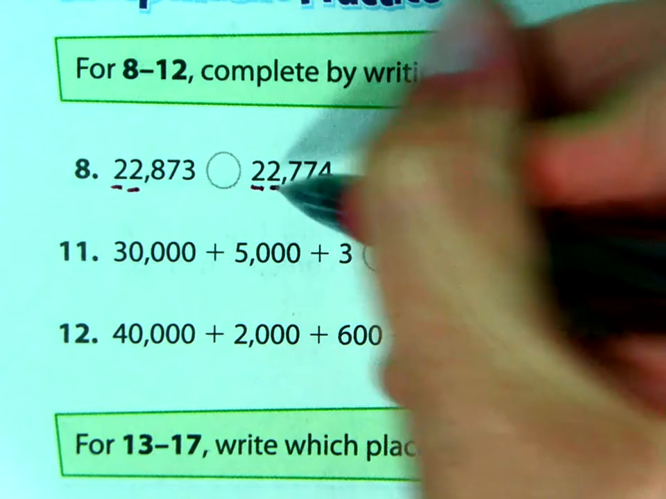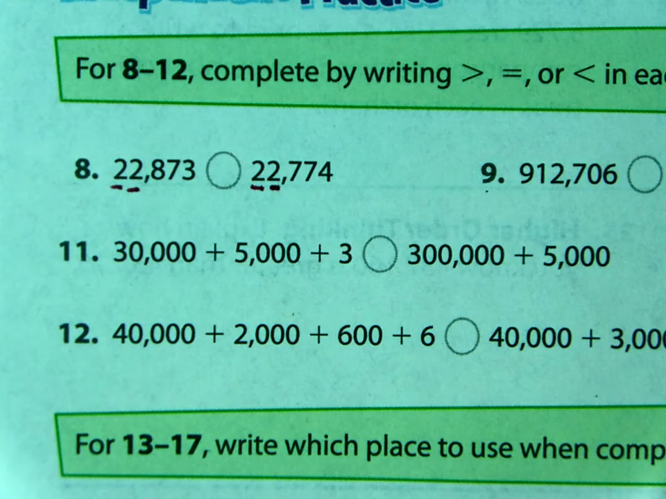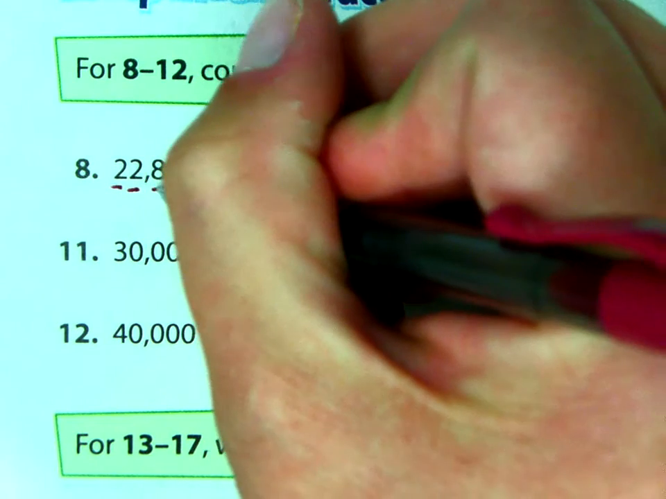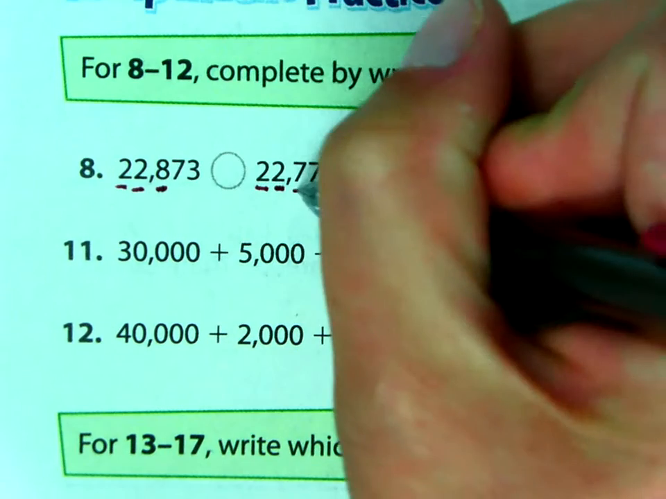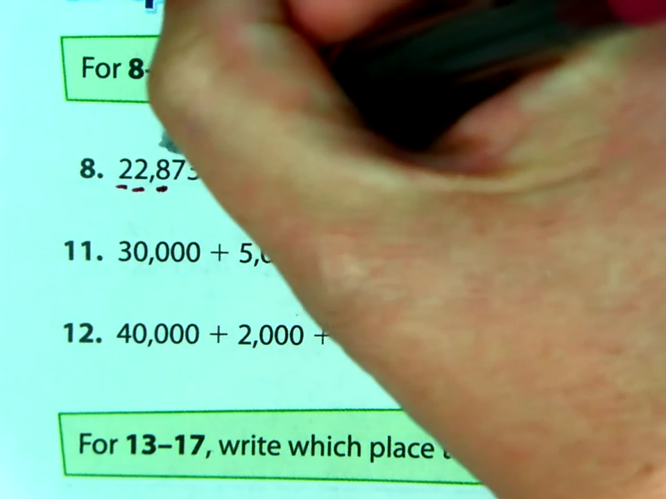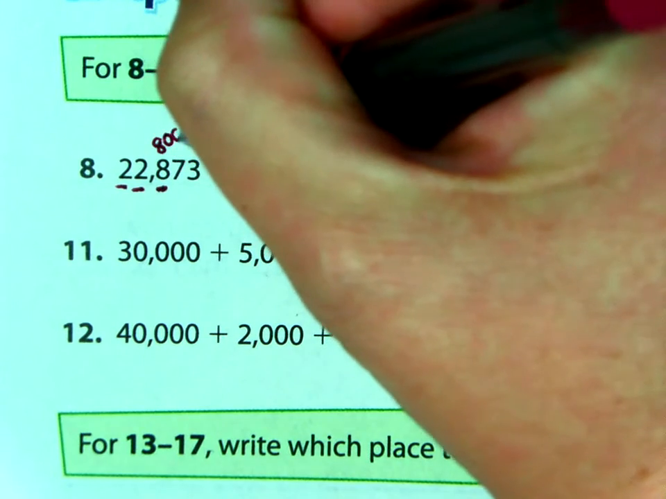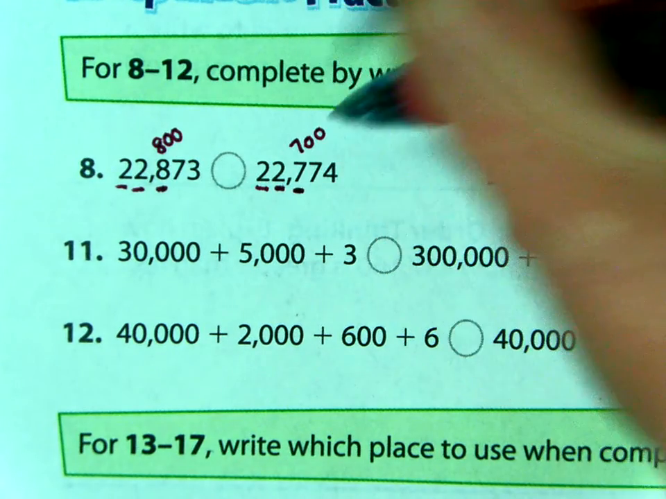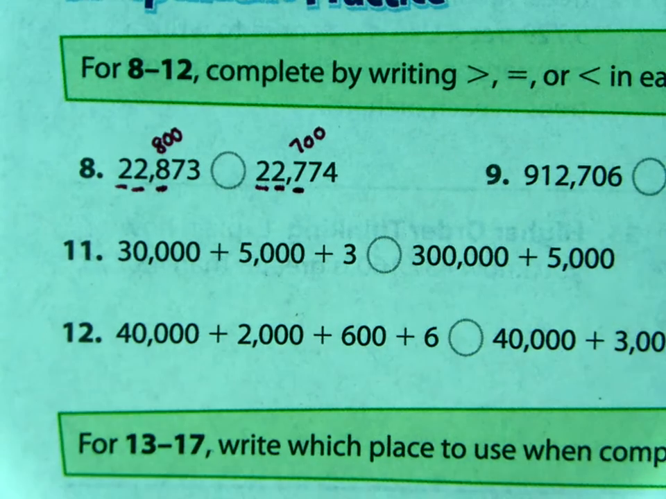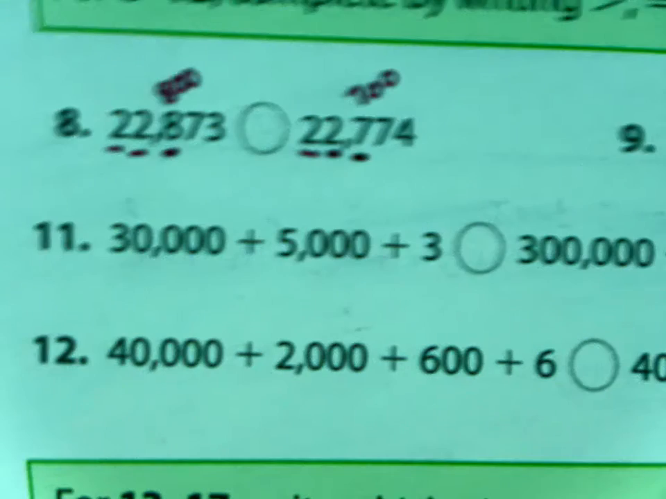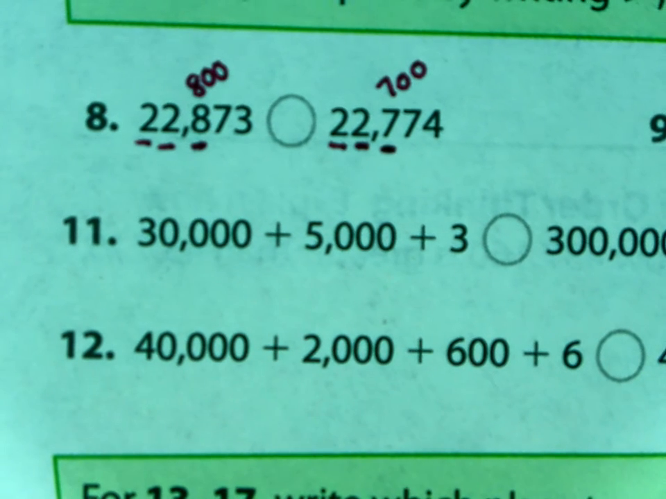We're looking at the thousands. We still have the same number, so let's continue. Now we're looking in the hundreds. I see an 8 and a 7. This has a value of 800 and this has a value of 700. I know that 700 is less than 800, and I can also write that 800 is greater than 700.